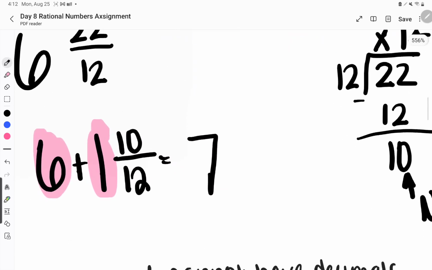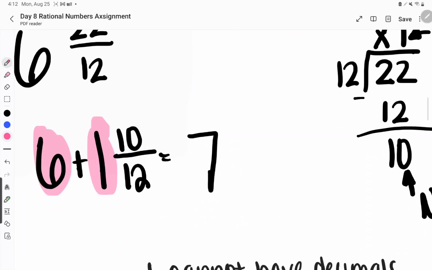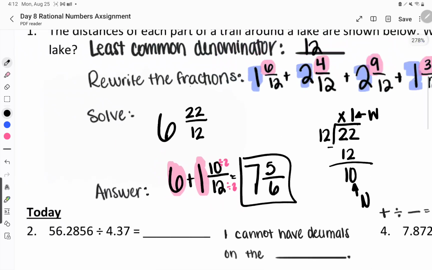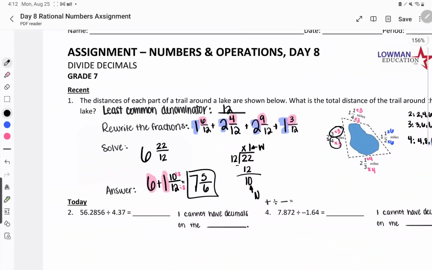Then I can simplify 10 and 12. What are both 10 and 12 divisible by? 2. So I do 10 divided by 2, which gives me 5, and then I would do 12 divided by 2, which gives me 6. So the final answer is 7 5/6.